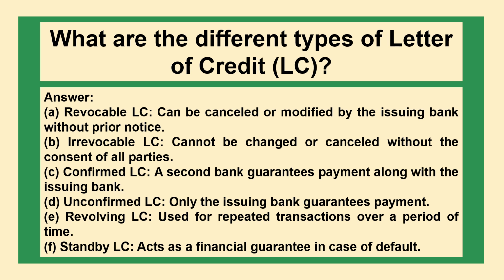What are the different types of letter of credit, LC? Answer. A. Revocable LC can be cancelled or modified by the issuing bank without prior notice. B. Irrevocable LC cannot be changed or cancelled without the consent of all parties. C. Confirmed LC, a second bank guarantees payment along with the issuing bank. D. Unconfirmed LC, only the issuing bank guarantees payment. E. Revolving LC, used for repeated transactions over a period of time. F. Standby LC acts as a financial guarantee in case of default.